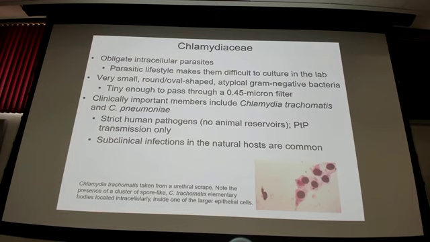But fortunately, we're only talking about Chlamydia trachomatis and Chlamydia pneumoniae. And these guys are both relatively easy because their reservoir is strictly the human population. You're not going to get them from your pet koala or your pet parrot.